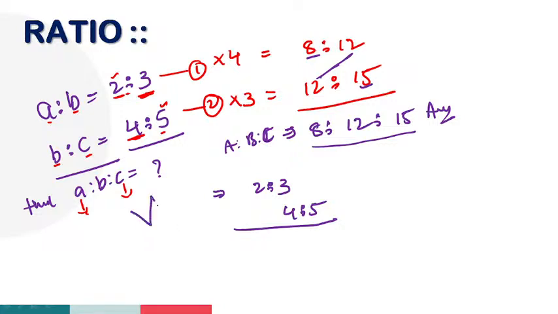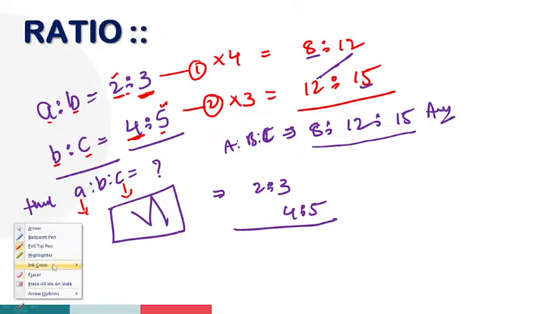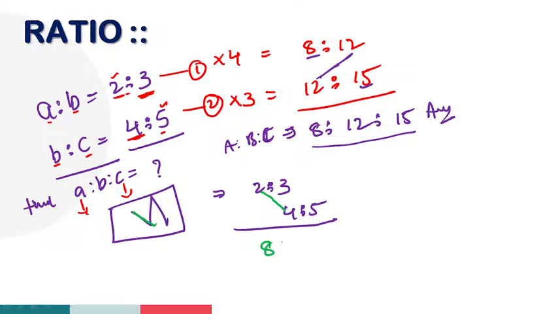Just remember this symbol, it looks like a China code. First line, 2 4s are 8. Second line, 4 3s are 12. And next third line, 3 5s are 15. Then the answer is 8 is to 12 is to 15.